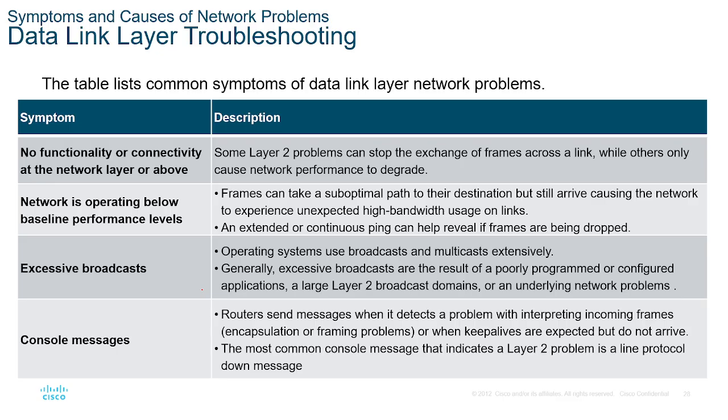Frames can take suboptimal paths to their destination but still arrive, causing the network to experience unexpectedly high bandwidth usage on a link. Excessive broadcast: operating systems use broadcast and multicast extensively, so that would also be a problem. Console messages: a router sends a message when it detects a problem interpreting incoming frames, or when keepalives are expected but do not arrive.